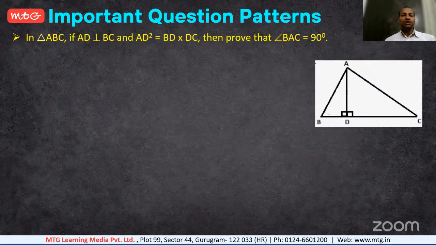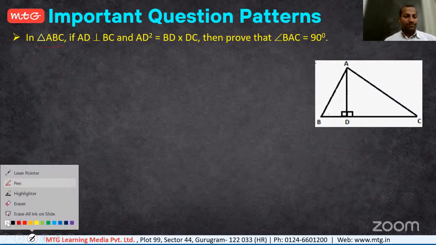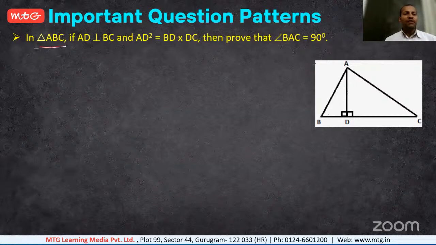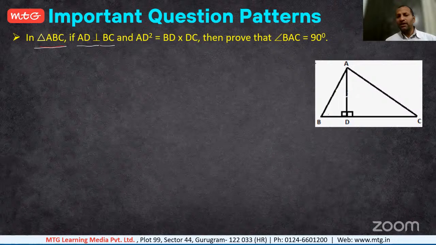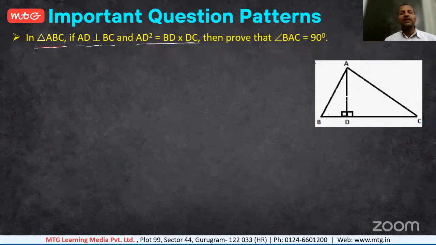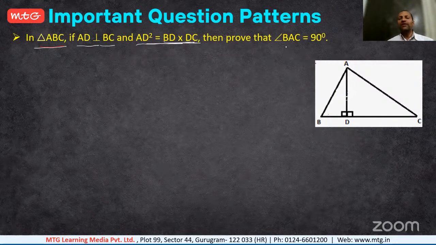Here in the question, it is given triangle ABC. In triangle ABC, AD is perpendicular to BC. Another relation they have given is AD square is equal to BD into DC. Then we have to prove that angle BAC is 90 degrees. That we have to prove.